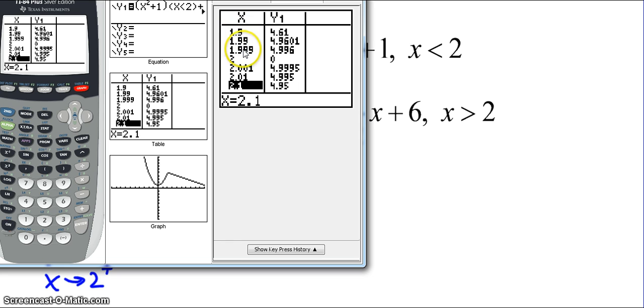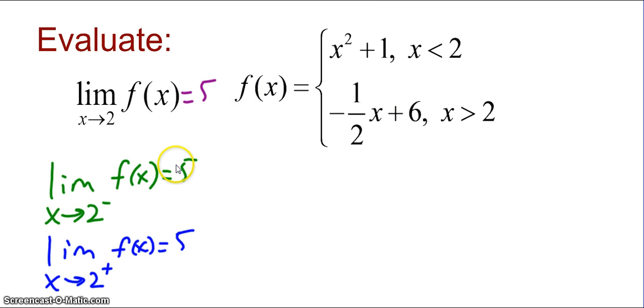So I approached 2 from the left, so 1.9, 1.99, 1.999, and these values appear to be getting very close to 5. At 2, the function actually does not exist. And then here I approach 2 from the right. Again, these values appear to be getting very close to 5. So since it's approaching 5 from the left and from the right, the limit as x goes to 2 of f of x is 5.